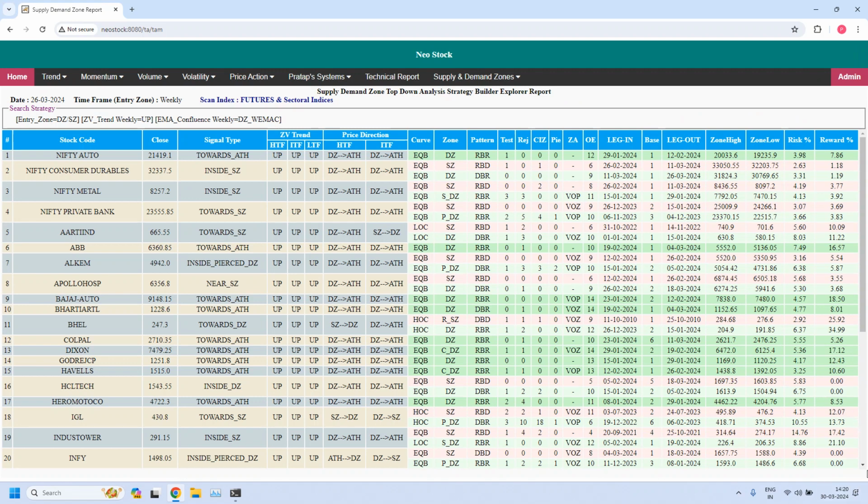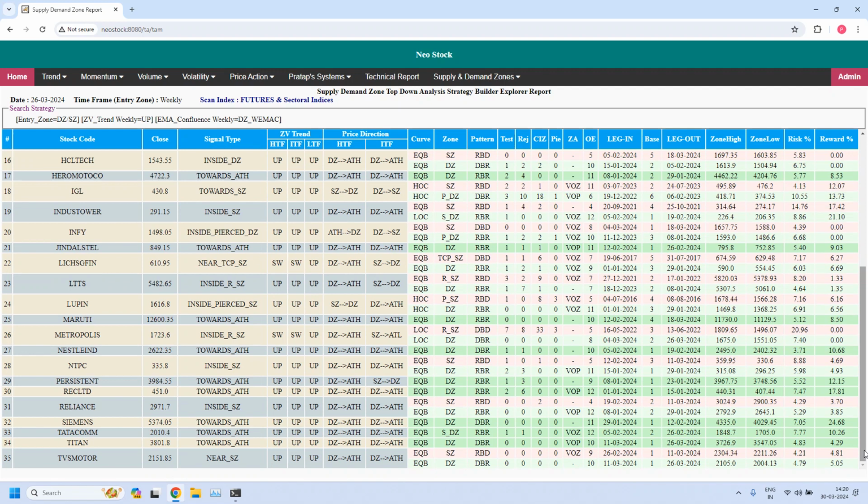So we got a big list. A good number of stocks are having EMA confluence and also the trend is uptrend. So total 35 stocks are filtered. You may ask a question, is it possible to further reduce this list? So we do one thing, we have two types of trends.